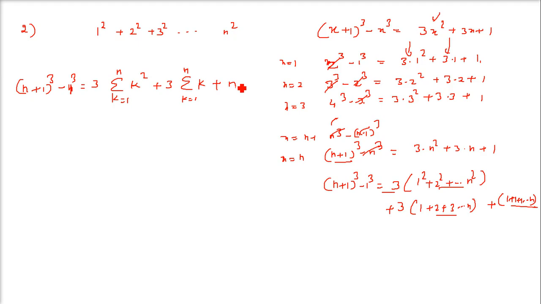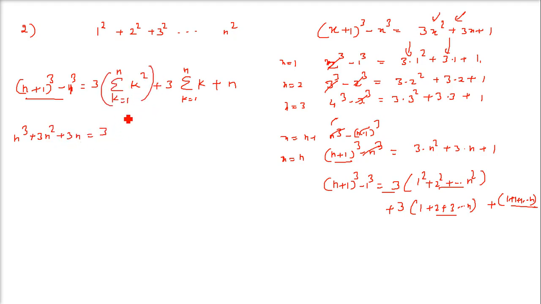Now we have this one. If you open this from this formula only, you can just find out what you are going to get. This is the formula, so you can easily see that you are going to get this. If you open this, n plus 1 whole cube, a cube plus b cube plus 3ab, a plus b, and then subtract 1. So what do you get? N cube plus 3n square plus 3n equals 3.